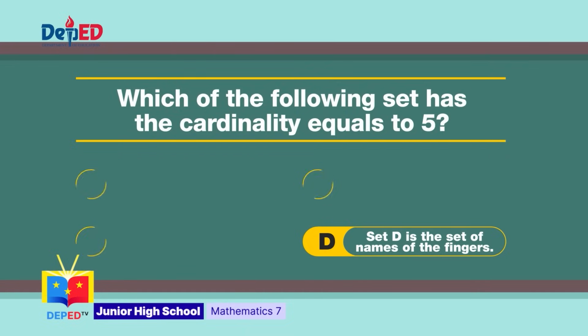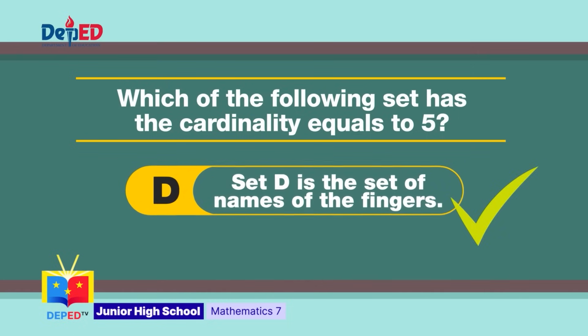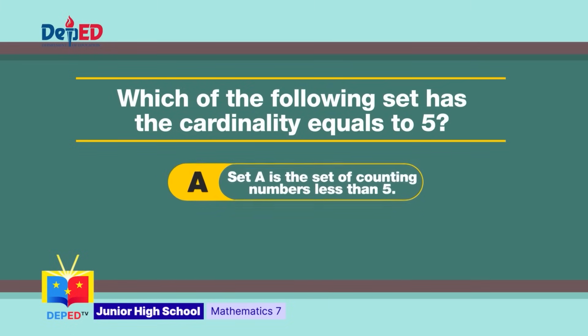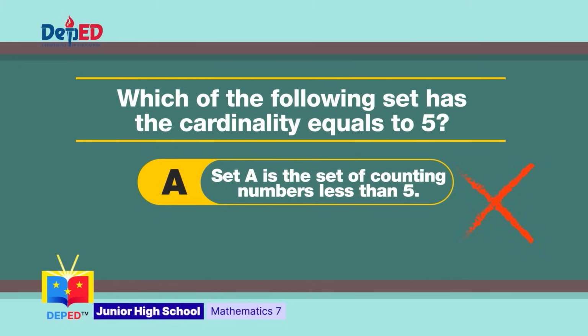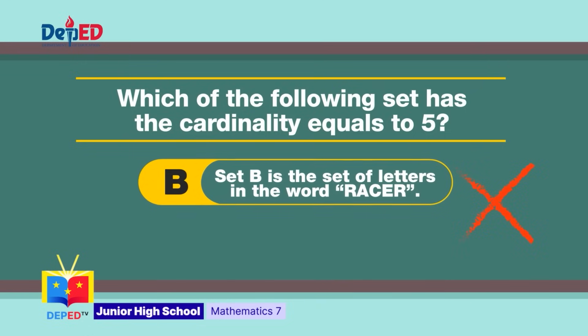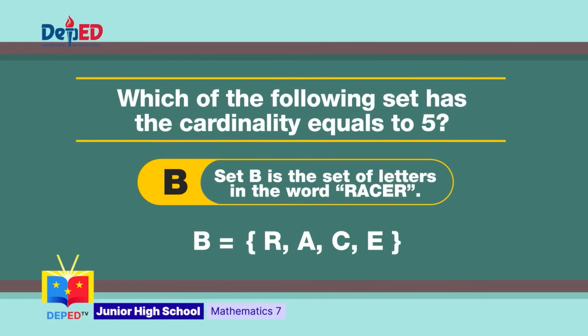Yes, very good. D is the correct answer. Unlike the other sets, the cardinality of set D is 5. Set A has 4 elements. That is, set A contains the elements 1, 2, 3, 4. Set B also has 4 elements, because although racer is a 5-letter word, the element R must only be written once. Thus, set B has elements R, A, C, E.